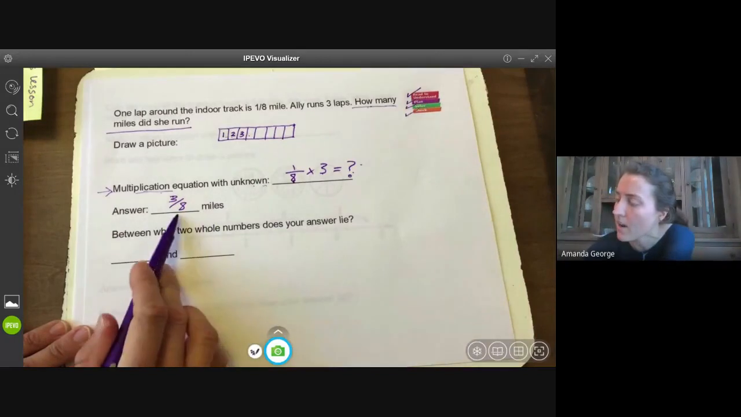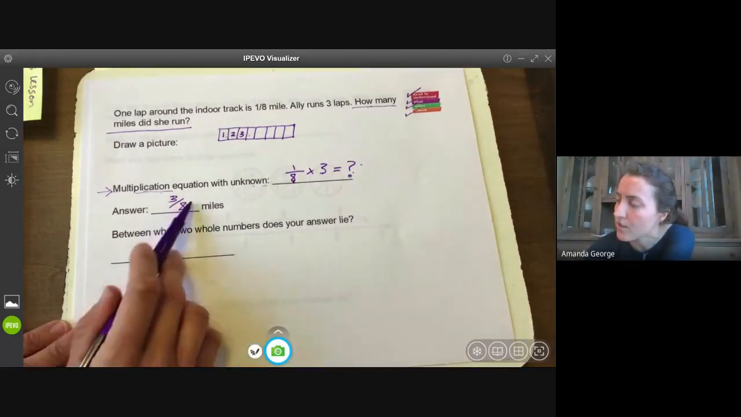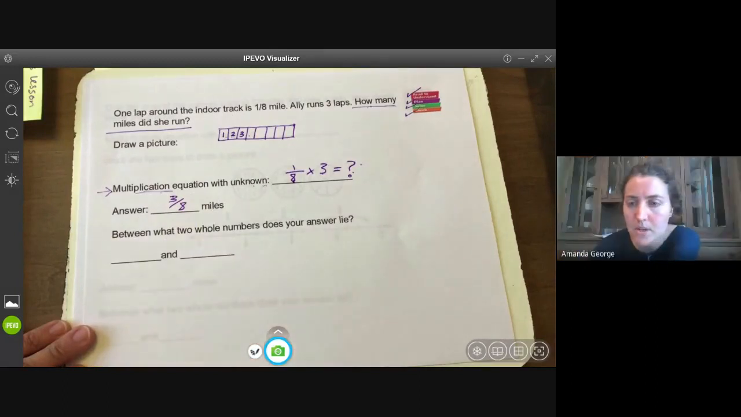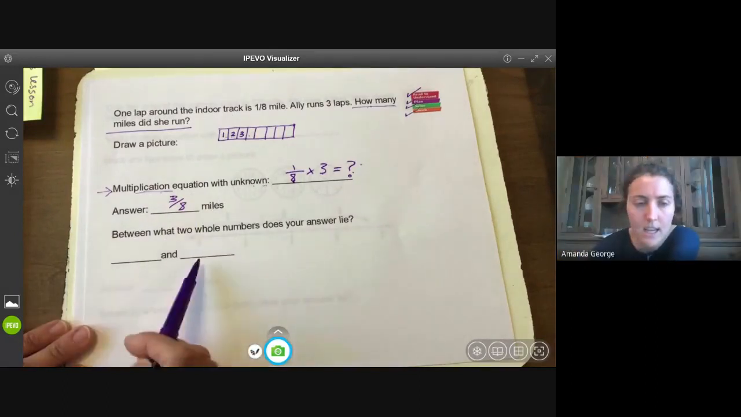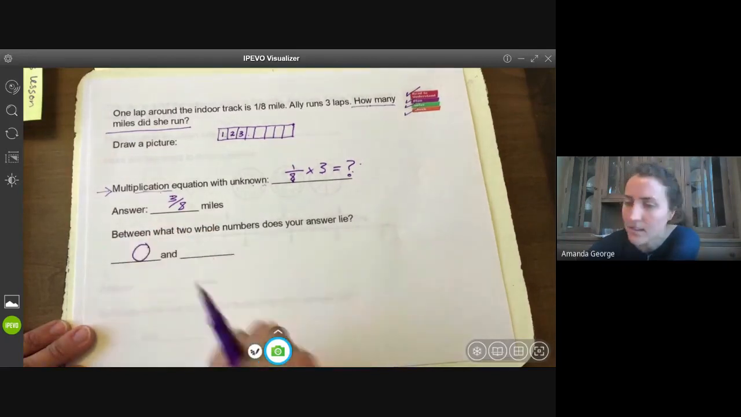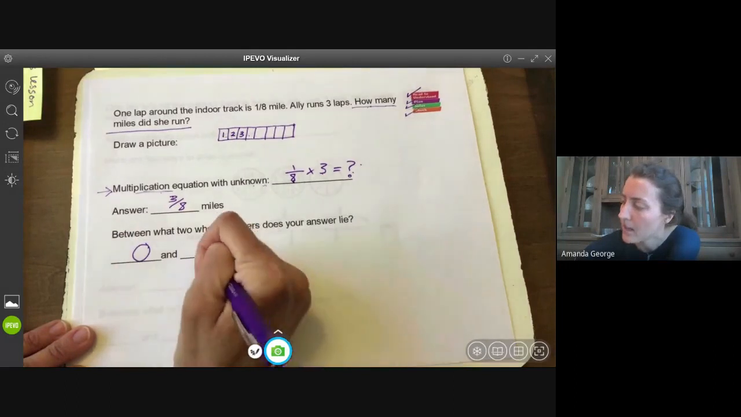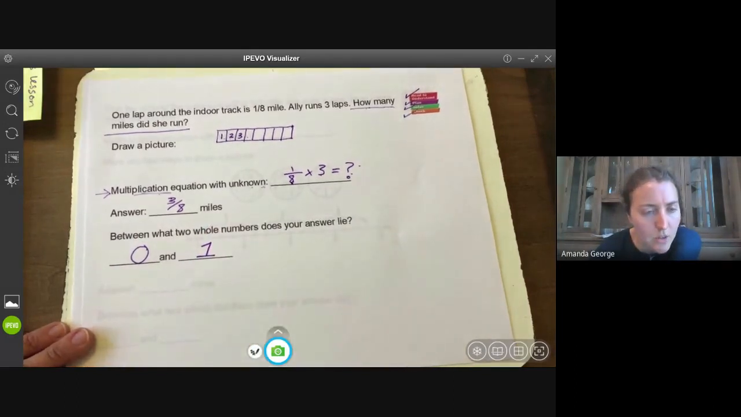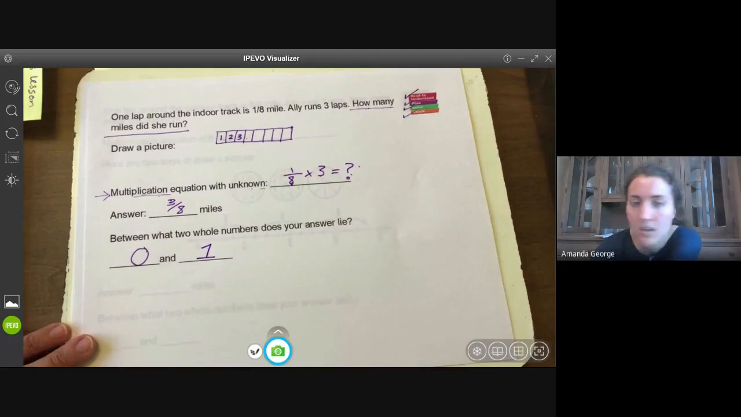So now, how about this question? If my answer was 3/8, between what 2 whole numbers does it lie? Blank and blank. Type in the comments. You got it, Lila. You got it, Sana. Good. It's bigger than 0, but less than 1 whole. Okay, Lila, did you have a question about that problem? You can unmute. Tell us.